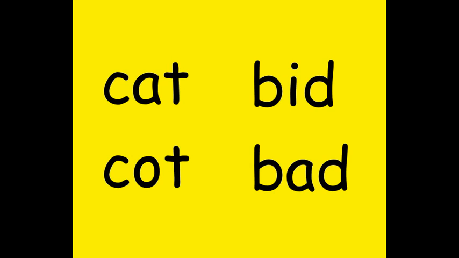Usually this works best with pairs of words. Cat becomes cot, bid becomes bad. Before beginning an activity such as this, you would have been manipulating sounds auditorily. This adds in the sound-symbol connection.